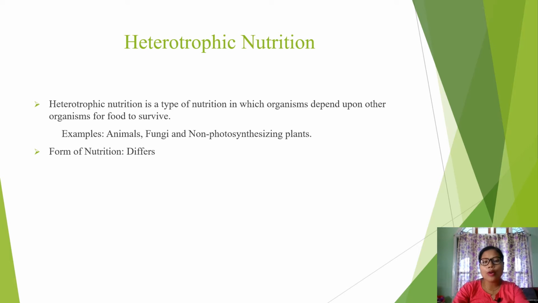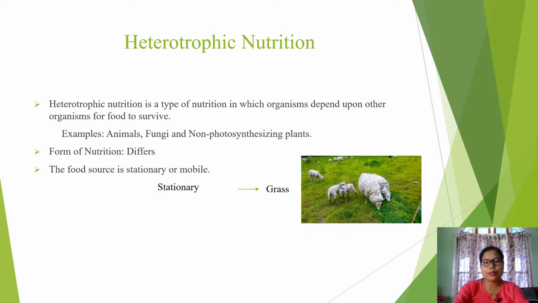Now the form of nutrition differs between heterotrophs, so let's see how it differs. The food source may be stationary or mobile. For example, stationary food: here it is grass. These are grass and these are heterotrophs. So these heterotroph animals, sheep, are eating grass.